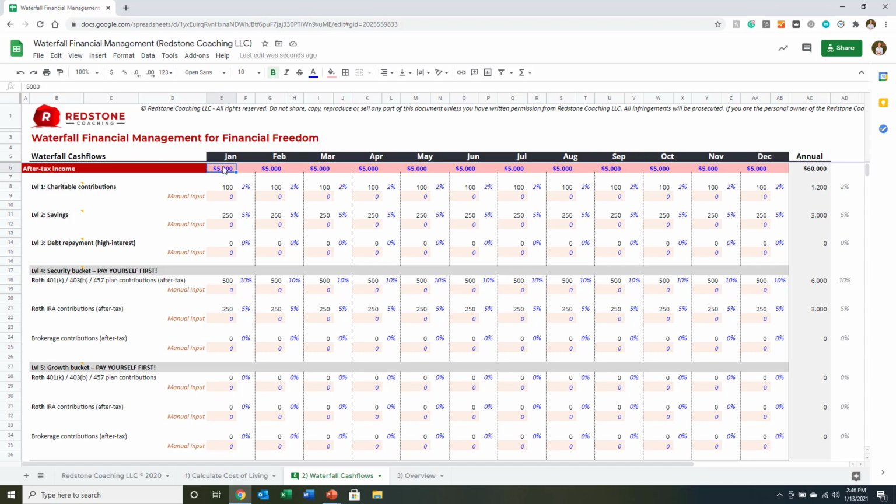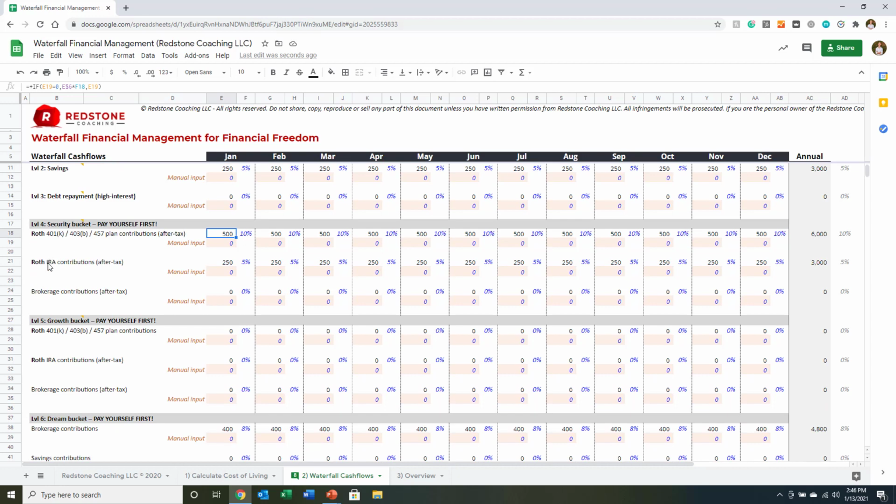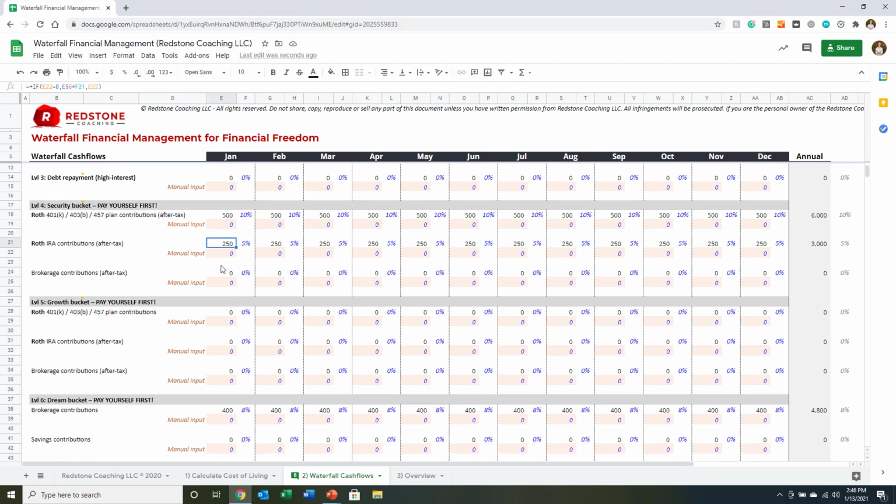Because again, your employer is going to withhold that money before they send it to you. But in this spreadsheet, you're still going to want to decide, how much do I want to tell them to withhold? So in this example, 10% of 5,000 is going to be 500. And then for your Roth IRA, how much do you want to be contributing? Well, let's say 5%. So that's going to be $250 a month.